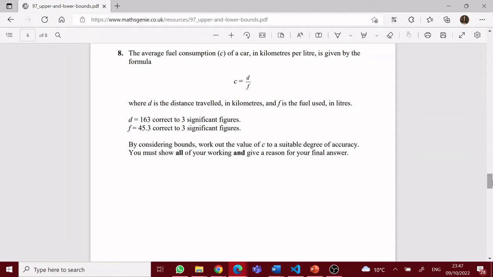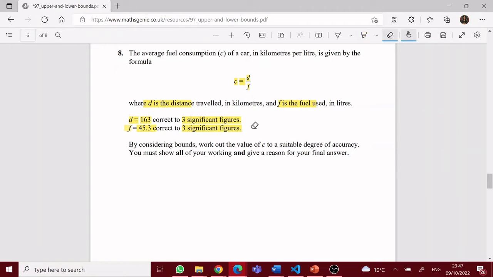When you do questions like this, the first thing is you need to read it very carefully. An average fuel consumption, C, of a car in kilometers per liter is given by the formula: to get C, you need to divide D by F. D is the distance traveled in kilometers and F is the fuel used in liters. D is 163 correct to 3 significant figures and F is 45.3 correct to 3 significant figures.